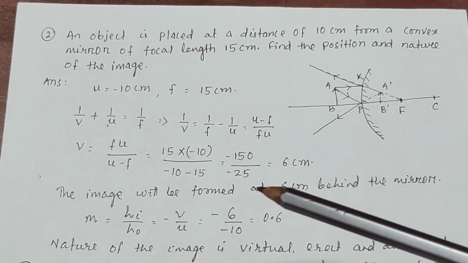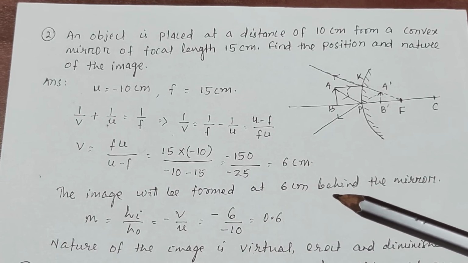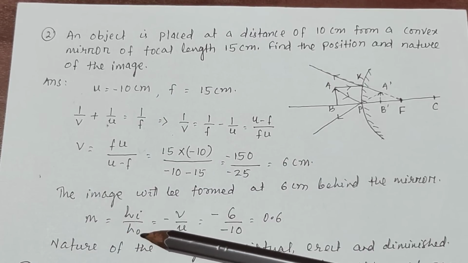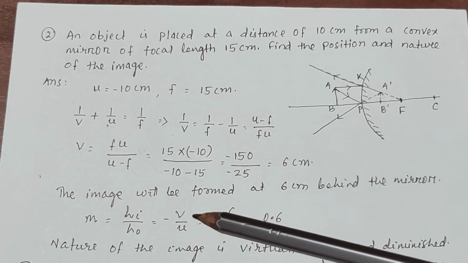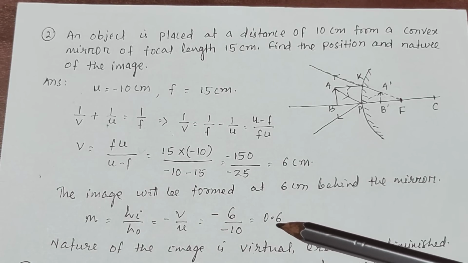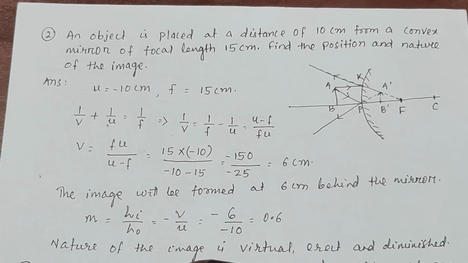So the image will be formed at 6 cm behind the mirror, and magnification m is equal to hi by ho, that is equal to minus v by u, and putting the value of v and u, you will get magnification is equal to 0.6. So it is less than 1. So nature of the image is virtual, erect and diminished.